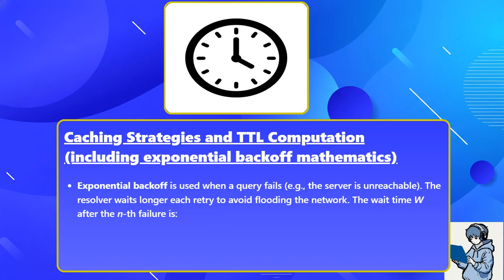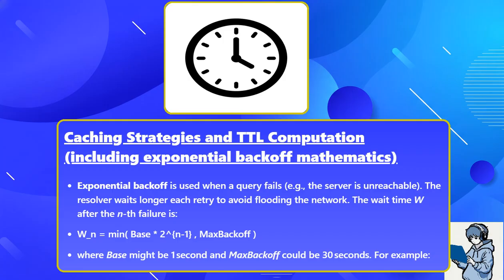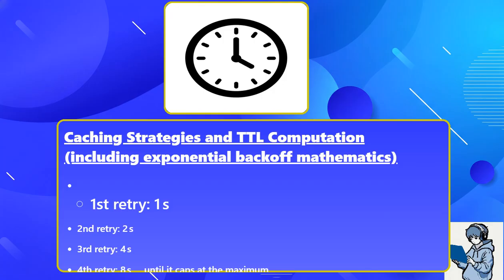Exponential backoff is used when a query fails, for example the server is unreachable. The resolver waits longer each retry to avoid flooding the network. The wait time W after the nth failure is W_n equals the minimum of base times 2 to the power of n-1, and max backoff, where base might be 1 second and max backoff could be 30 seconds. For example, first retry 1 second, second retry 2 seconds, third retry 4 seconds, fourth retry 8 seconds, and so on until it caps at the maximum.